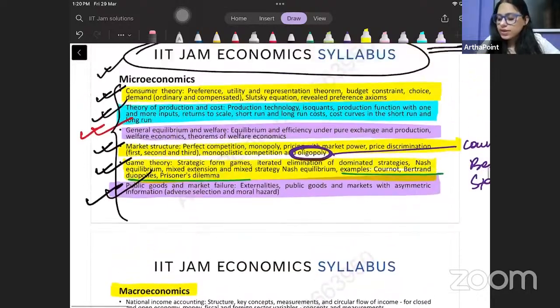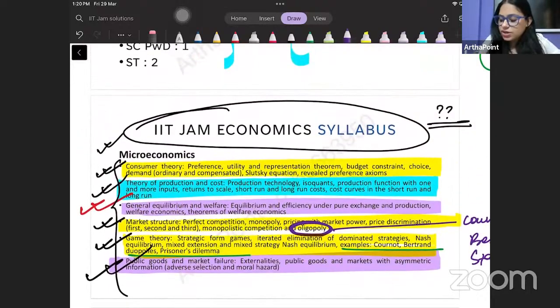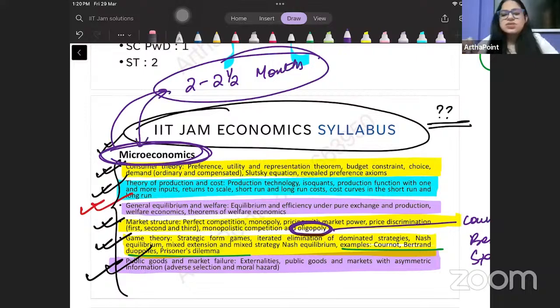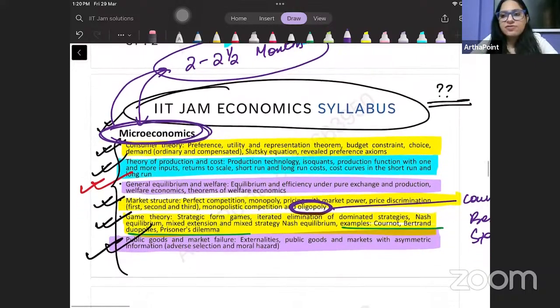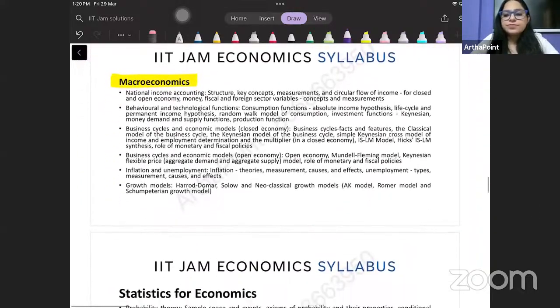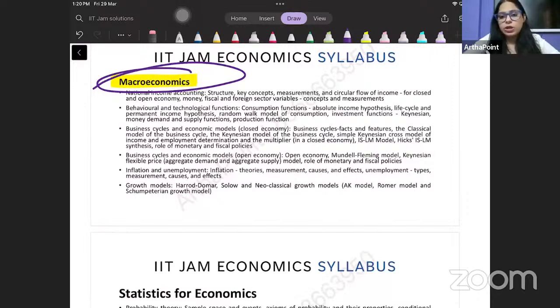Usually we will dedicate major time to micro and macroeconomics, as I have told you, because it is the chunk in the final syllabus. So for microeconomics, beta, we are going to dedicate approximately 2 to 2.5 months of our course. Okay. Then the second thing that we will be focusing on will be macroeconomics.